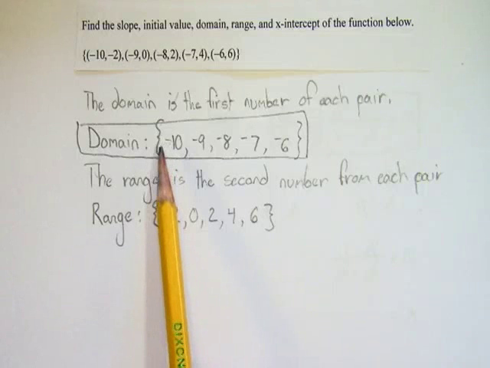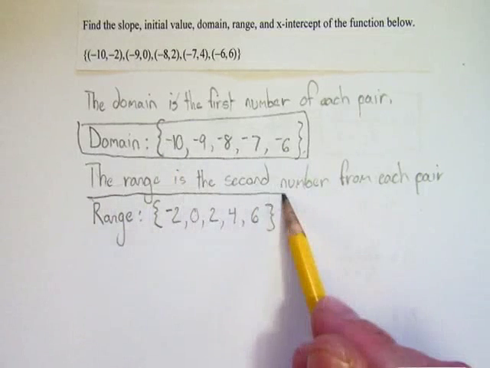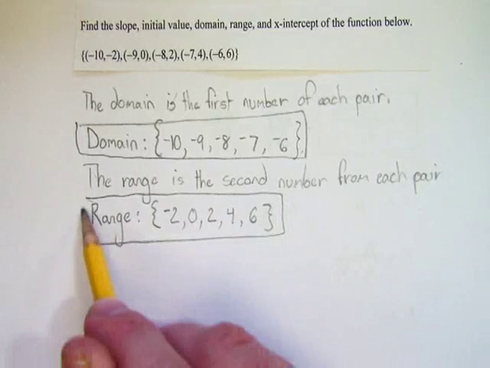And notation is important. Do include these curly brackets. Same thing for our range. Our range is this set of numbers.